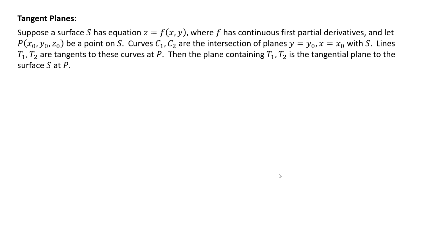Suppose a surface S has equation z equals f of x, y, where f has continuous first partial derivatives, and let P of x sub 0, y sub 0, z sub 0 be a point on S. Okay, clear as mud? No, it should be fairly clear.